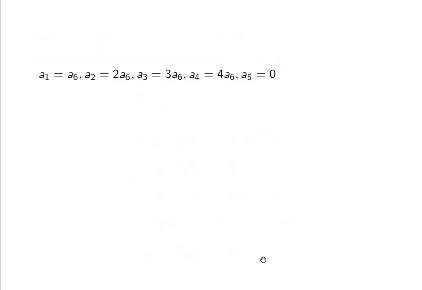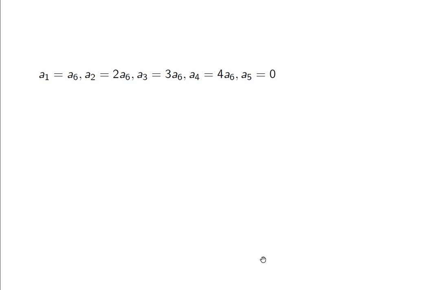So let's see what we got so far. We got a1 is a6, a2 is 2a6, a3 is 3a6, a4 is 4a6, and a5 is 0. Under these conditions, what we found would be an invariant. Now, the simplest thing we could do is to plug in some value for a6. Of course, we're not going to plug in 0, because that would just kill the entire function.